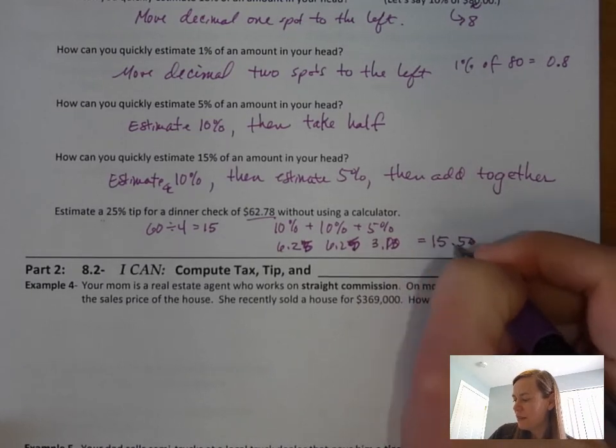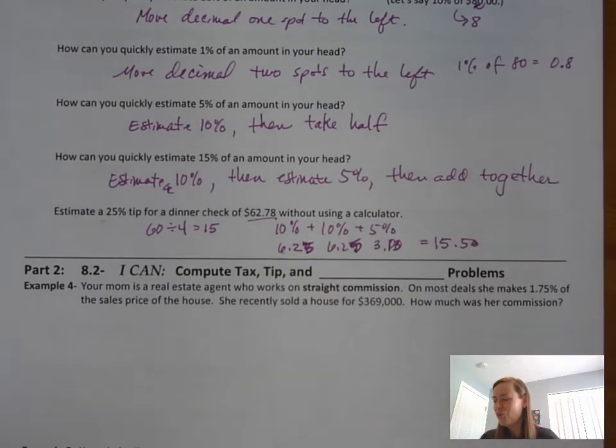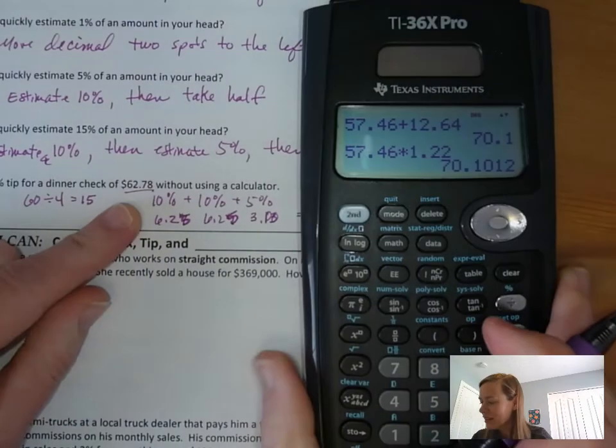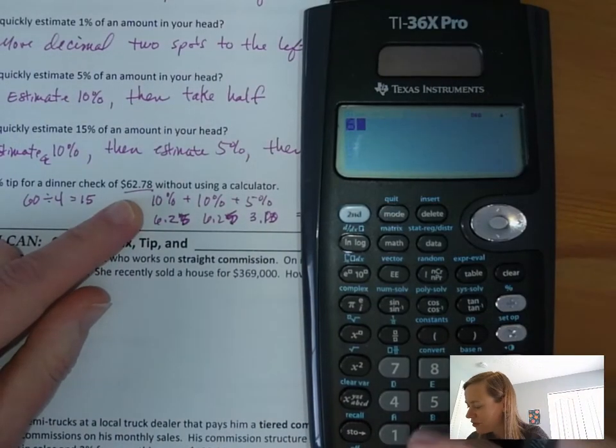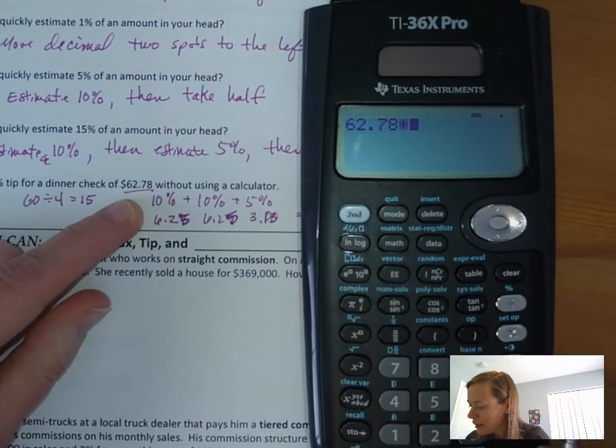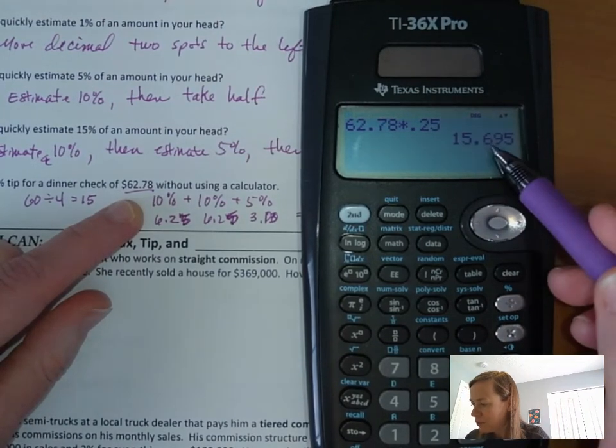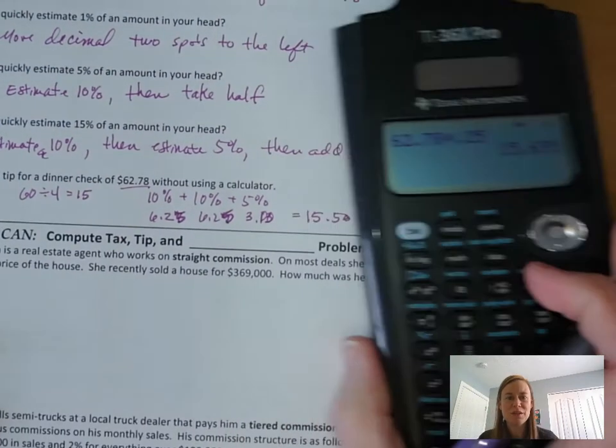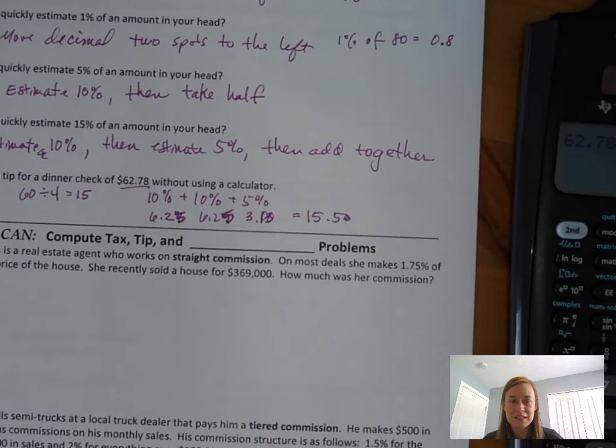So we got a pretty close answer here and there. What if we got the exact answer with a calculator just to see how close we were getting for fun? We're going to multiply it by 0.25 and 15.70. So we were pretty close. We were only 20 cents off there.